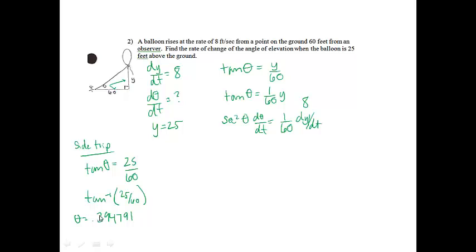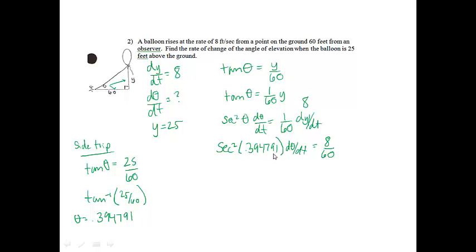0.394791. And you'll notice I went out a lot of places, because if my answer has to be accurate to 3, in between the problem I need to make sure that I don't round too much. So that's what we'll use for our theta. So we'll have secant squared of 0.394791 times d theta/dt equals 1/60th times 8, or I could write 8/60ths.